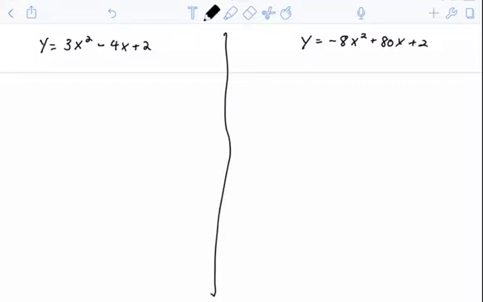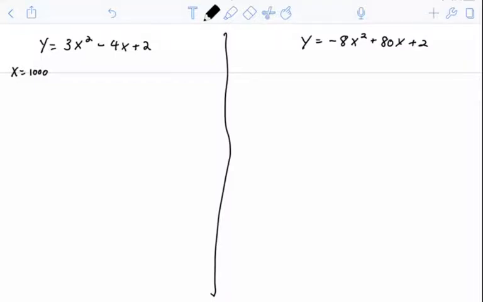Okay, so in both these cases, let's look at what happens when x is equal to a really, really big number, 1,000. Is y going to be a positive number or a negative number when x gets really, really big? That's the question we're going to ask.